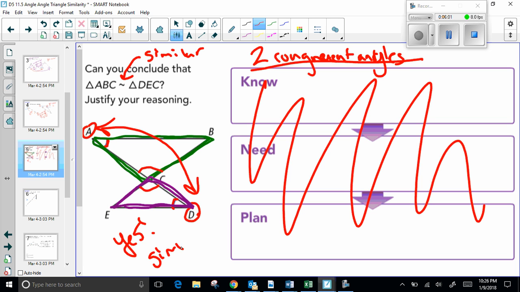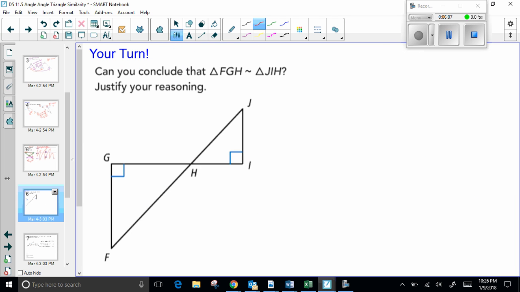These two triangles are similar. Isn't that exciting? Oh, yeah, of course. Exclamation point. Next one. Can you conclude that these two triangles are similar?